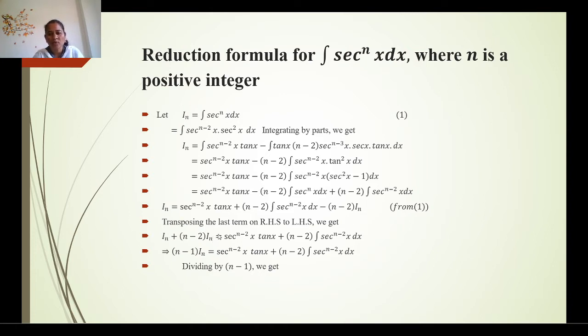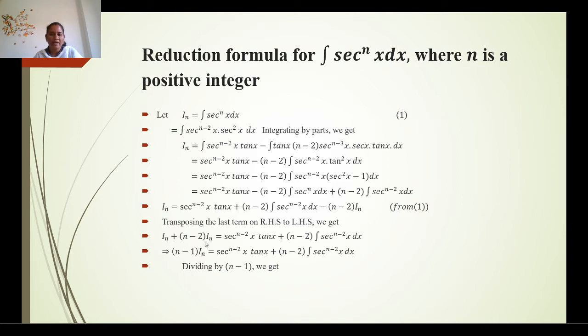Then transposing the last term on the RHS to the LHS, we get I n already there in the LHS. I n plus n minus 2 I n is equal to secant to the power of n minus 2 x tan x plus n minus 2 integral of secant to the power of n minus 2 x dx.